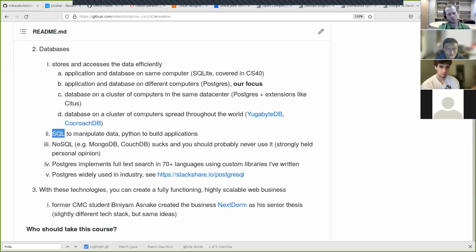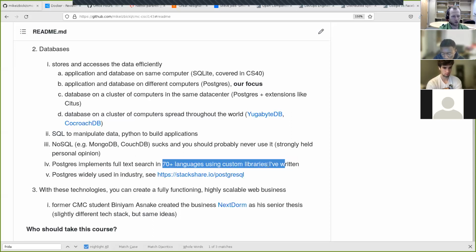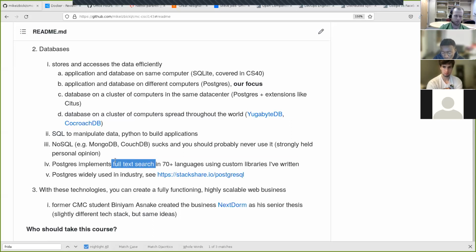Okay. But at this point, the main takeaway is that SQL is very different from Python or other imperative languages that you've seen so far. So we're going to be spending quite a bit of time really mastering SQL. You may have heard of things like NoSQL. Not going to be touching on that, other than telling you why I think these systems suck and you should never use them. Another thing that we'll be doing with Postgres is full text search, and we'll talk about how to work with not just English, but Spanish, Korean, Chinese, all sorts of cool languages.